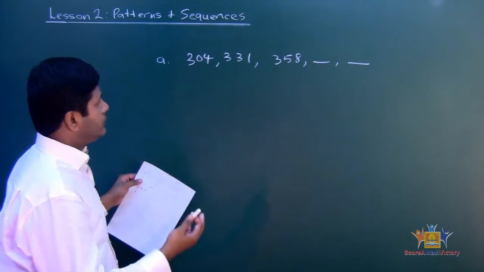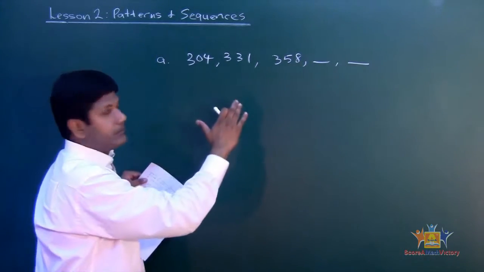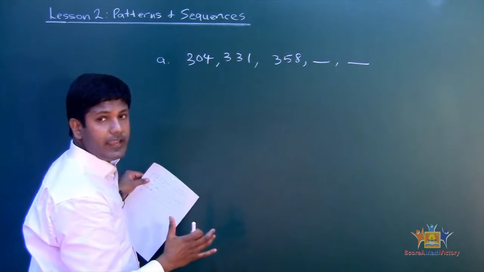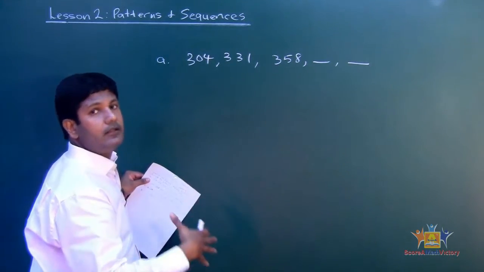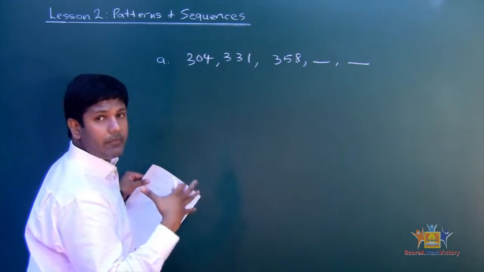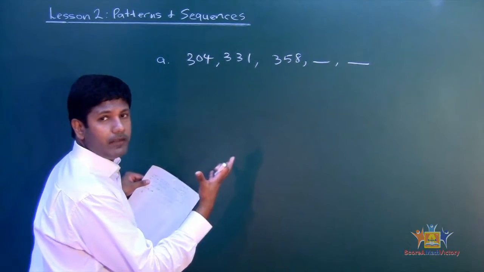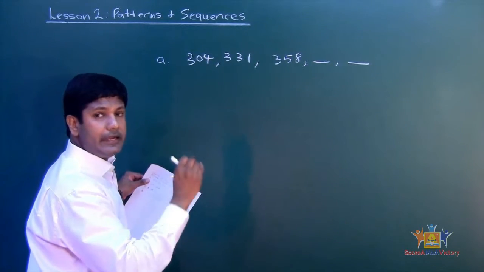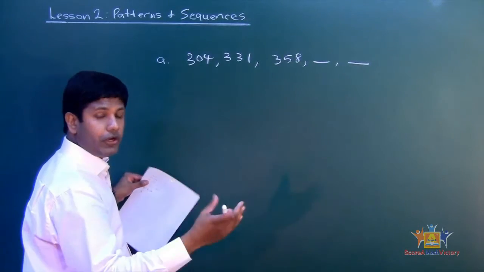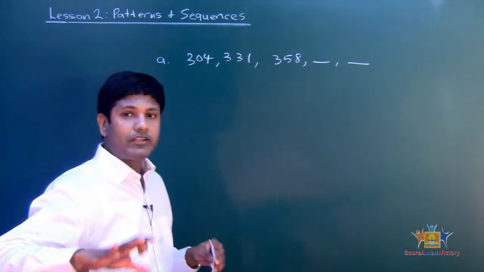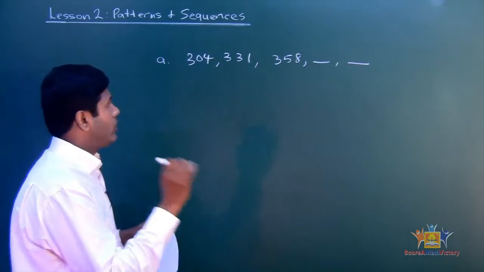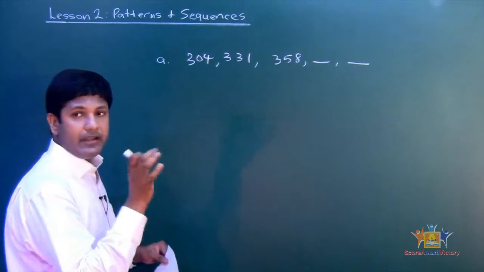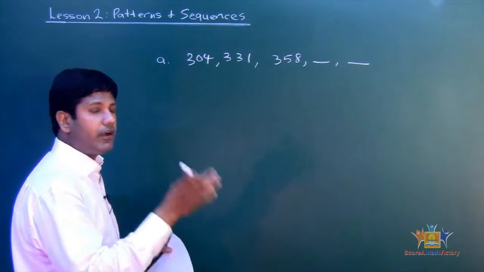All right, so now first look at the question. Look at that sequence. You got 304, 331, 358. What kind of sequence is that? What kind of pattern do you think it could be? Because it's increasing, so it could be either addition or multiplication. Good. So we eliminated subtraction and division. So now we're going to concentrate on addition and multiplication and narrow down between those two to find out which one it is.